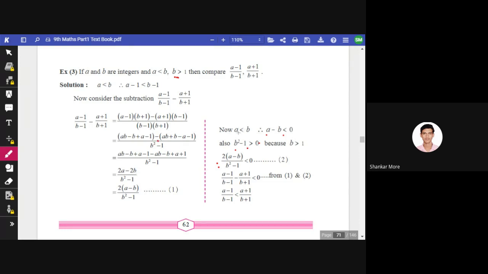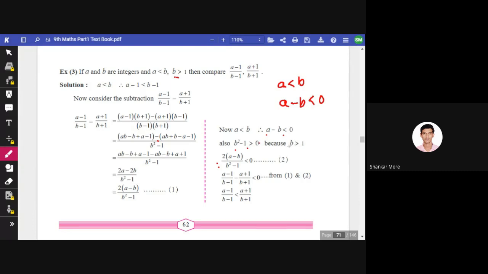Now A is smaller than B, that's why A minus B is smaller than 0. How is it? See, if A is smaller than B, B can be taken to this side. So B gets subtracted from A and this symbol remains as it is. So B is gone from here. So that's why we can take 0 here. Okay. So also B square minus 1 is greater than 0 because B is greater than 1.